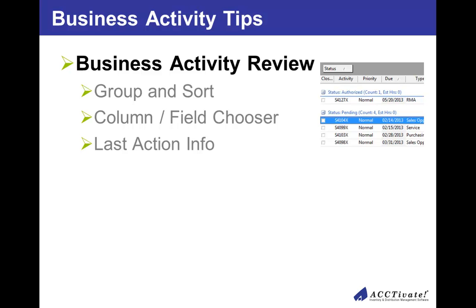Also, we added the last action information. I think that was added in ACCTivate 8.0, and what that does is it takes the date and the note from the last email, note, or any time entries that are made on the business activity, and it will allow you to sort so you can see which business activities have had recent activity, and more importantly, which ones have not had recent activity. So if you're trying to find a service request or a sales lead that may have gone stagnant or there's some problem with it, you can sort by the last action field.